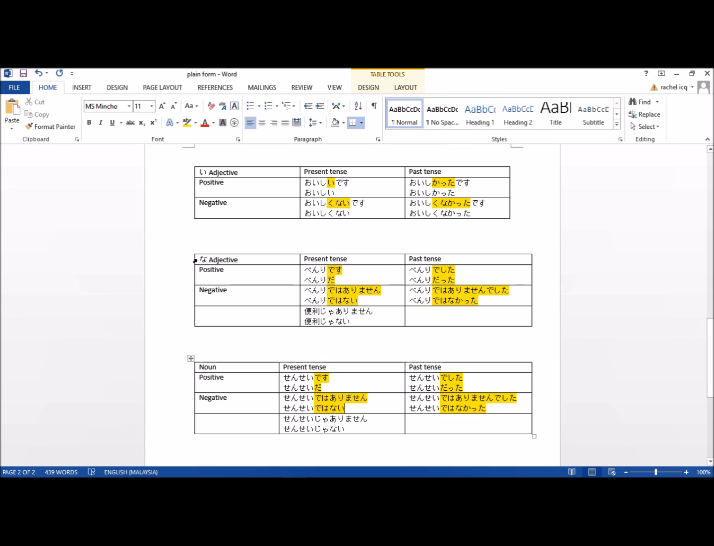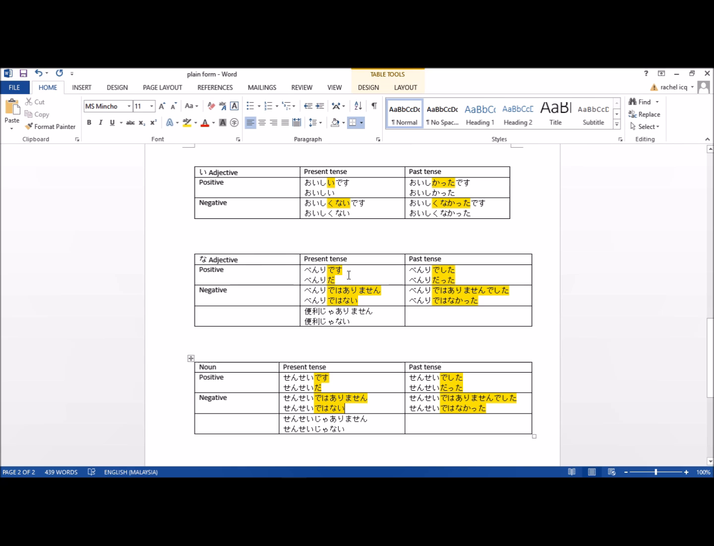The next one is non-adjective. For non-adjective, it's actually very similar to noun, or even you can say it's the same as how you change it in this case. Bendy desu, you change it to bendy da. So your desu changes to da. And if you look at here, the noun is also the same thing. Sensei is a noun, so sensei desu becomes sensei da. So it's the same. Desu changes to da.